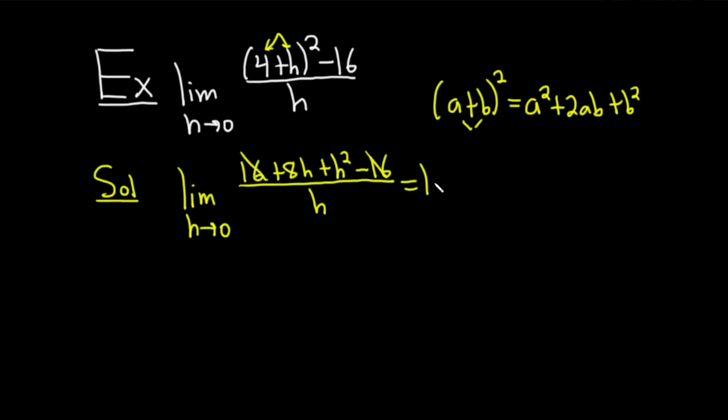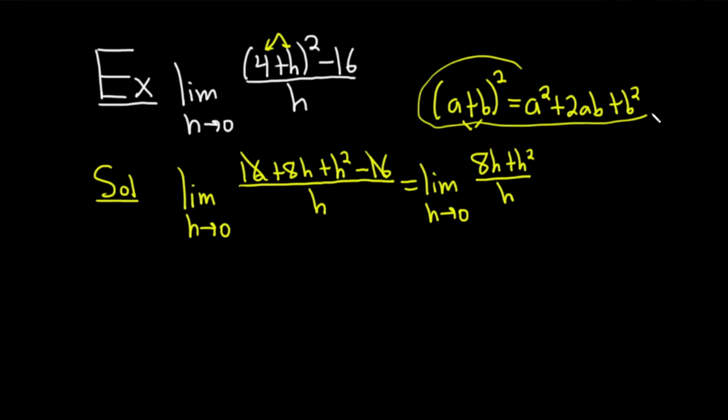This is the limit as h approaches 0. And then we have this 8h plus h squared over h. As an alternative to this formula, you could FOIL, but I really don't recommend it. I remember resisting learning this formula, and then when I learned it, it's like magical. It's just so useful. So this is the limit as h approaches 0.